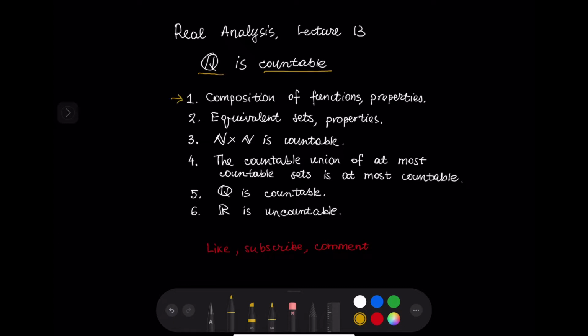First of all, we will define the composition of functions and discuss their properties. We will talk about equivalent sets and their properties. We will explain why the Cartesian product N cross N is countable, where N is the set of all natural numbers. We will prove that the countable union of at most countable sets is at most countable. We will prove that Q is countable, and finally we will discuss why the set of real numbers is uncountable.